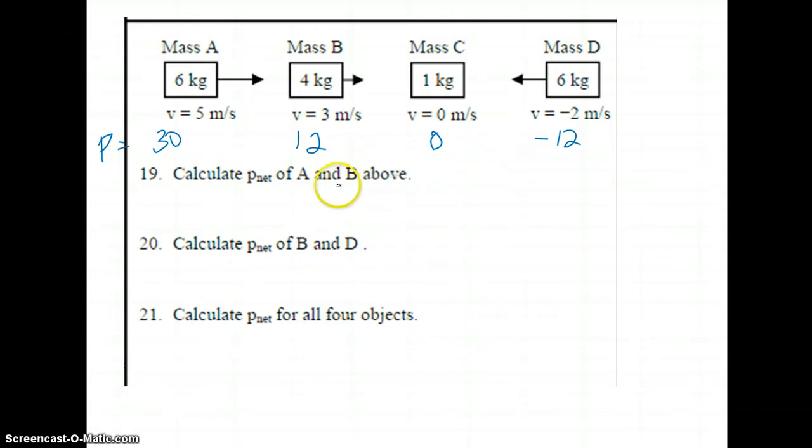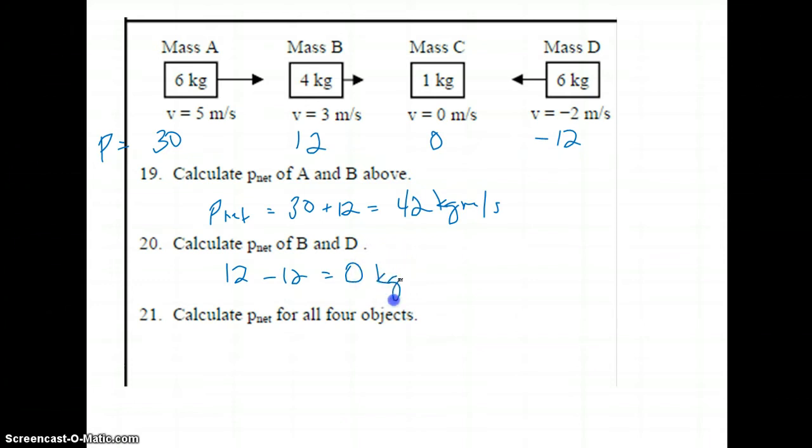So if we want to do the net momentum of A and B above, to find the P net, you just add those two values. So A was 30 plus B is 12, so your net momentum of those two is 42 kilogram meters per second. The P net of B and D, well, B is 12, D is negative 12, so they're going to cancel each other out and get 0. So 0 kilogram meters per second. And then calculate the P net for all 4 objects. So we're going to take 30 plus 12 plus 0 minus 12 equals 30 kilogram meters per second. Isn't that nice? Simple, simple math.